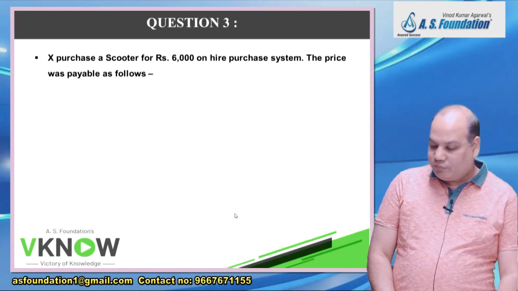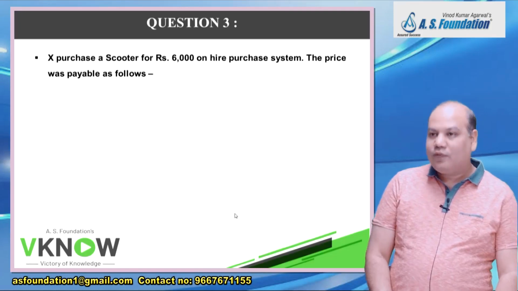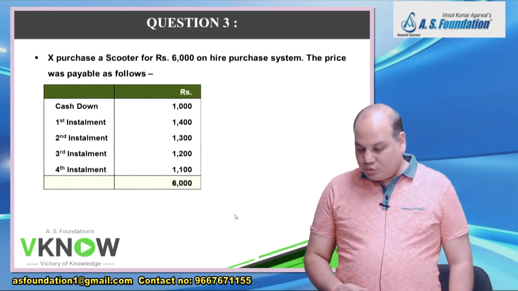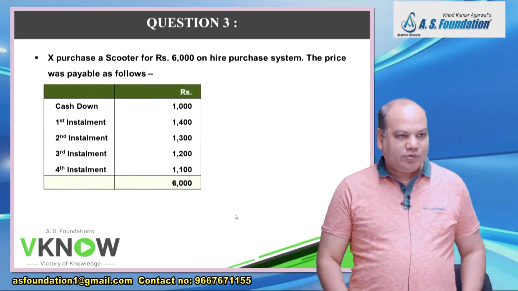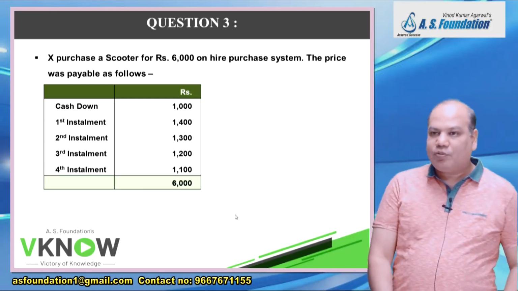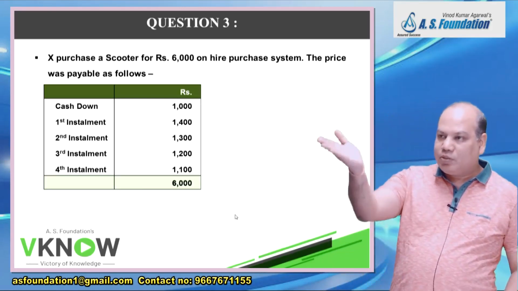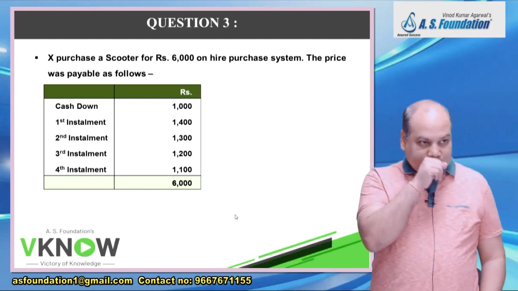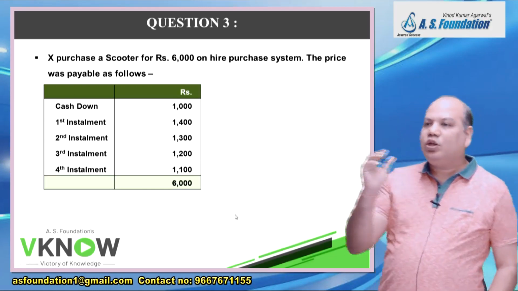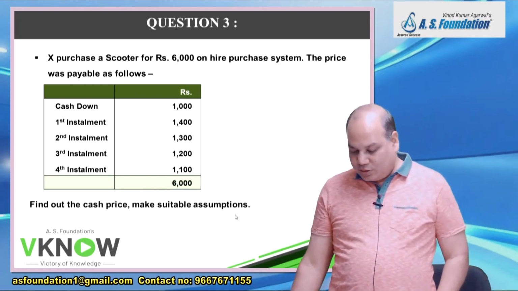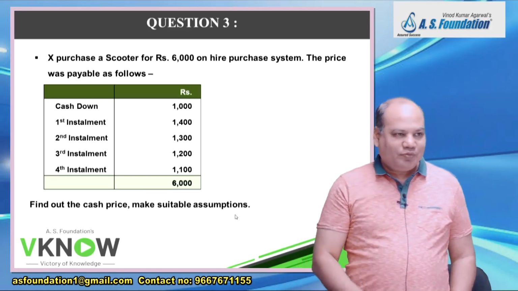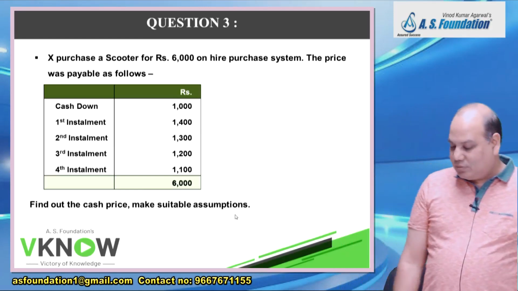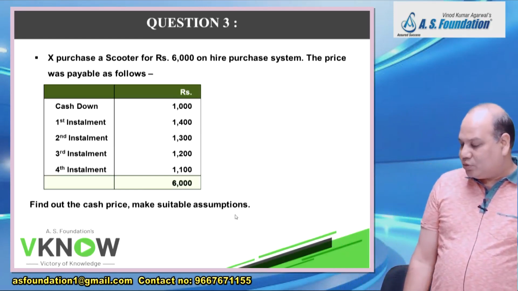Question 3. X purchases a scooter for rupees 6000 on hire purchase system. So this 6000 rupees is the HP price, and the price was payable as follows. Now again, like the previous problem, you are given cash down, first, second, third, fourth installment, total comes to 6000. So what you are given is only the HP price and the installments. You are not given the cash price, you are not given the rate of interest. Find out the cash price, make suitable assumptions.